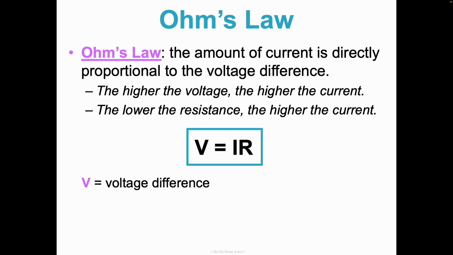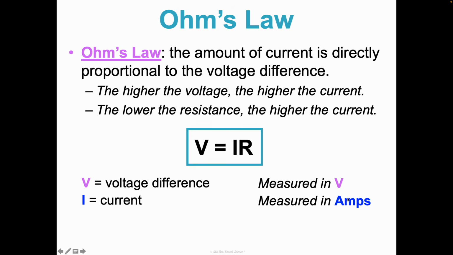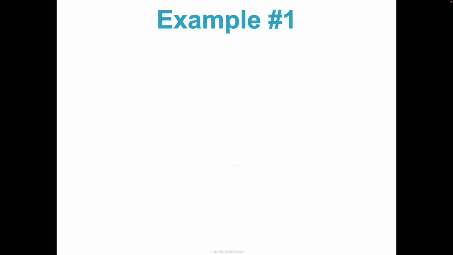So remember that V stands for voltage difference. It's measured in V, which is volts. The I stands for current, which is measured in amperes, which is really abbreviated by capital A, which I'll correct here too. Some people might say amps, amperes, but it's a capital A. And then the R represents resistance, which is measured in ohms, which is that omega symbol, which is just fun to draw. All right, let's do an example.